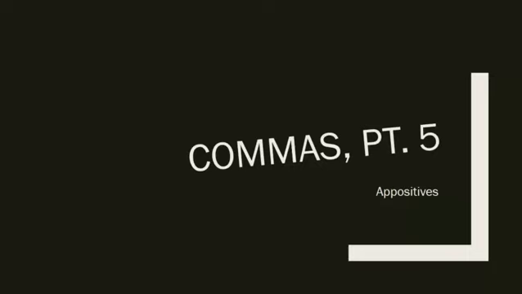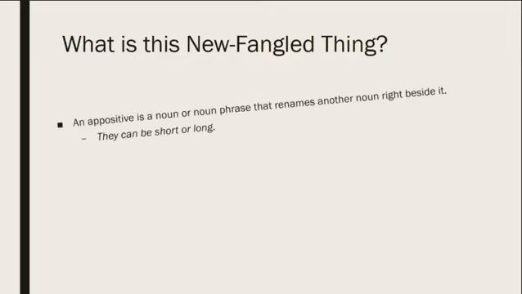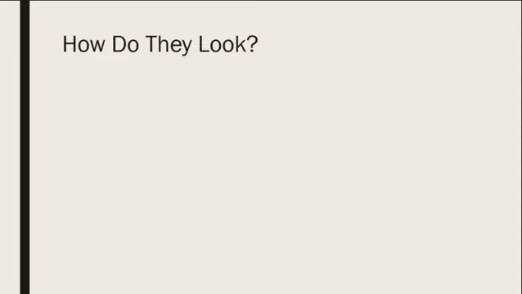So here we go. Commas part 5 is appositives. That's a mouthful. All right, so you may or may not have heard of appositives, but what an appositive is, it's a noun or a noun phrase that renames another noun right beside it. So sometimes they're really short, sometimes they're long, but essentially it's naming something within a sentence. And you'll see an example of it here in just a second. So anytime we rename a noun in a sentence, that means that we need to include commas.